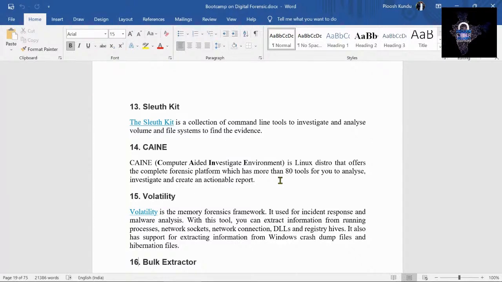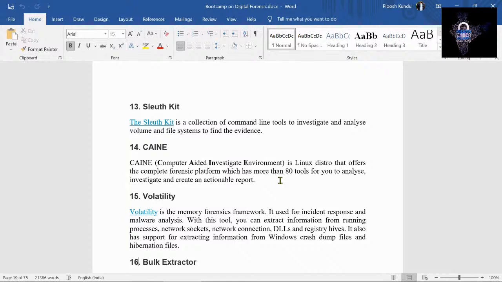Volatility is the 15th tool. It is a memory forensic framework, used for incident response and malware analysis. With this tool, you can extract information from running processes, network sockets, network connections, DLLs, and registry hives.